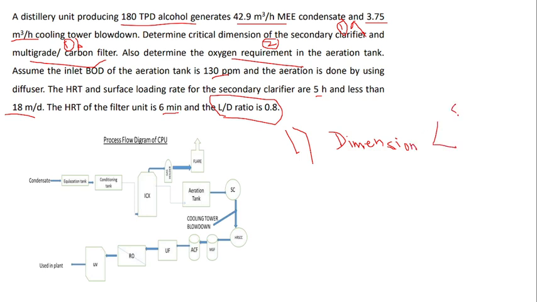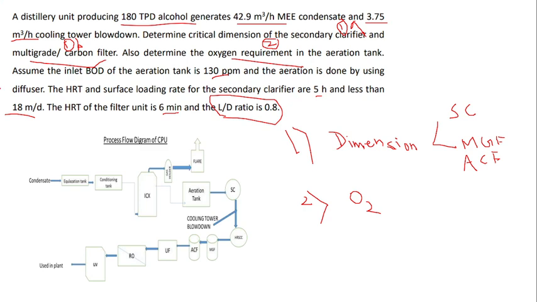So first one is the SC, secondary clarifier. Second one is the filter. What are the different filters? MGF and then carbon filter also. So ACF, activated carbon. So this is the first part of the question. Second part is to find the amount of O2 required. Okay, this is the question.